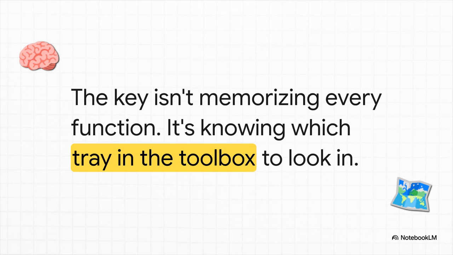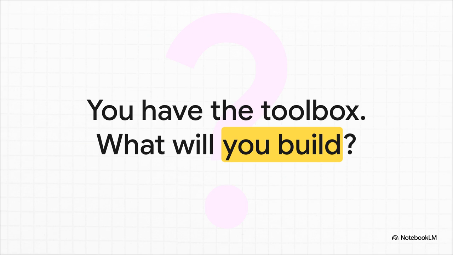It's knowing, I have a problem with dates. I need to look in the time travelers tray. Or, I need to do some row-by-row math. I'll check the number crunchers for an iterator function. So we've handed you a map to the toolbox and the keys to open it. The only real question left is, what are you going to build with it?